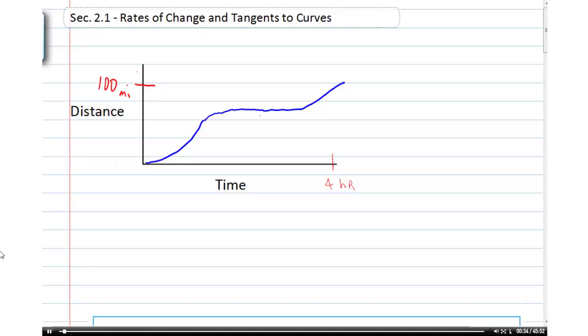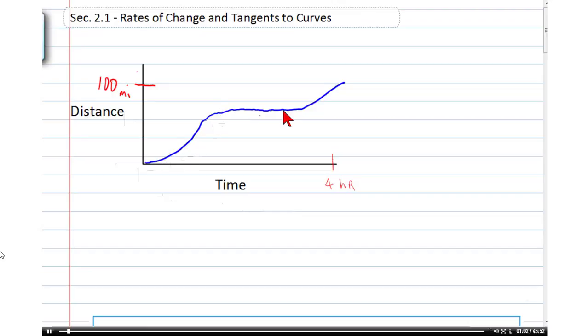Here, I show a graph where the independent or the x-axis measures time, and the y-axis or the dependent axis measures the distance that we travel. So if this graph represents my trip from, let's say, Waco to Dallas, because that's about 100 miles. I start out right here, and I haven't gone very far at the beginning, but as I get on the interstate, my speed picks up.